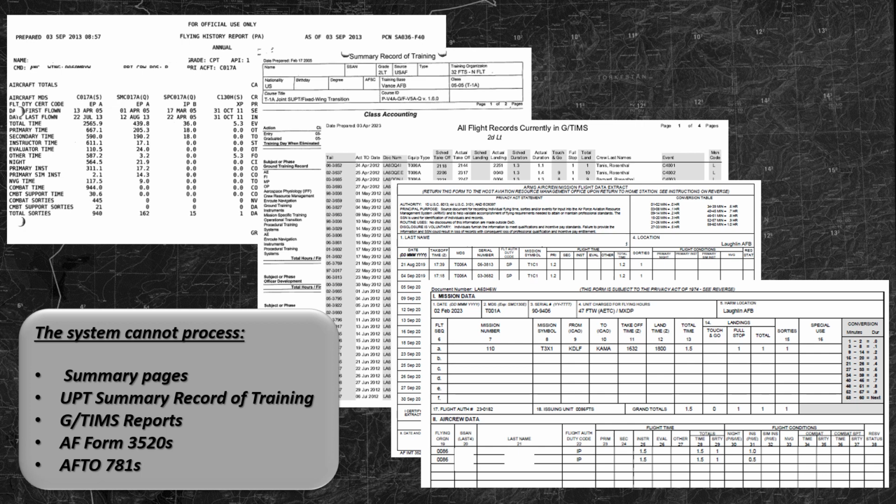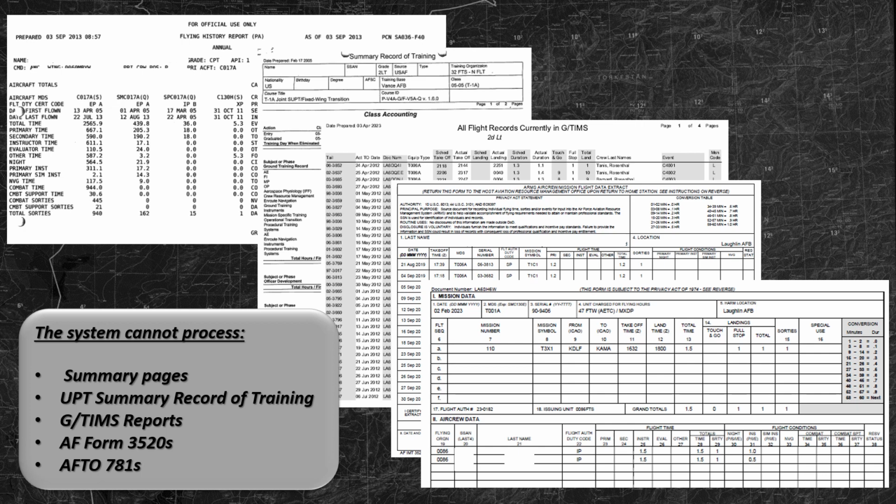The next type of record is the summary record of training and GTIMS records from pilot training. The system cannot process these records because they do not contain the component times, like primary, secondary, and other time, that the system needs to convert your military time into a civilian equivalent. There are two options to include your pilot training records in a Millkeep profile. The fastest method is to enter summary totals in the pilot training information section on the settings page, and the system will automatically generate a baseline entry for each UPT aircraft.